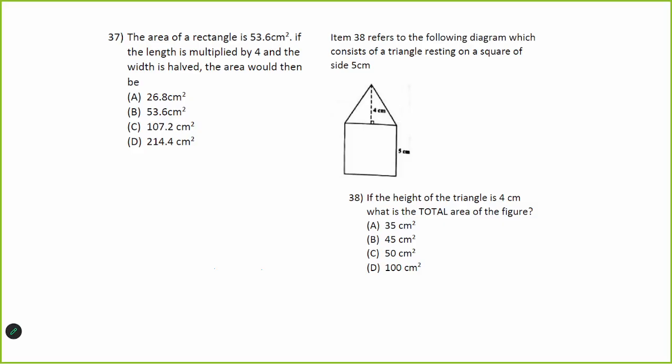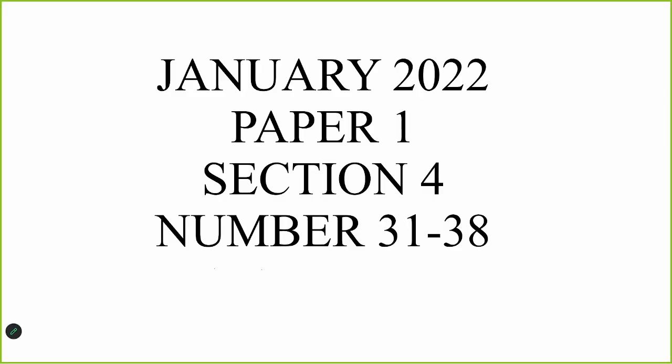The area of a rectangle is 53.6. If the length is multiplied by 4 and the width by half, that means it is double the size, because 4 by half is 2, so 53.6 times 2, which is 107.2, which is C. This one here was 5 5s are 25, 4 5s are 20, that's 10, and 35 is the answer. That's the end of May, June 2022.